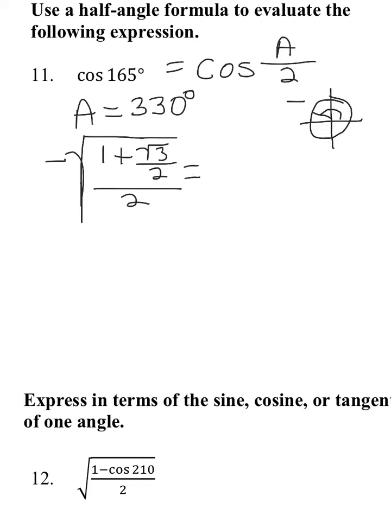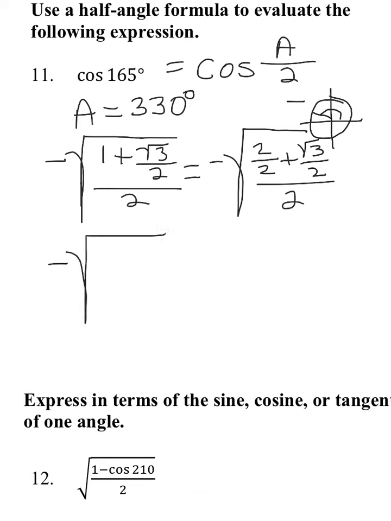Now we have to go through the trouble of simplifying. So negative radical, and now I'm going to simplify this a little bit. I have to add the 1 with the root 3 over 2. So I'm going to change my 1 to 2 over 2, so I have a common denominator, plus root 3 over 2, all over 2. Okay, so now I'm going to keep my negative sign. I'm going to keep my big radical. And I'm going to combine my numerator: 2 plus root 3 over 2. All of that over 2.